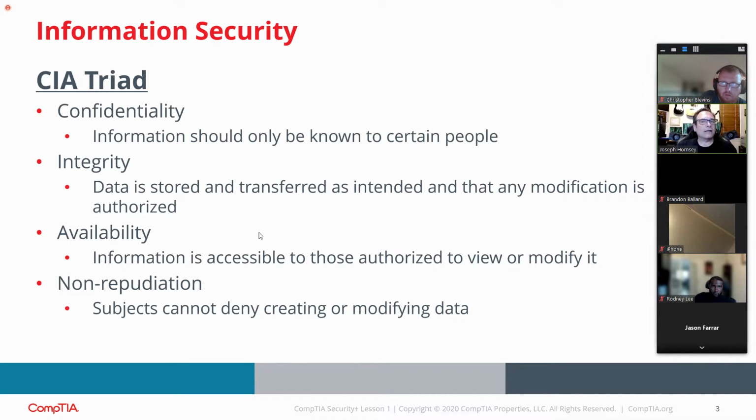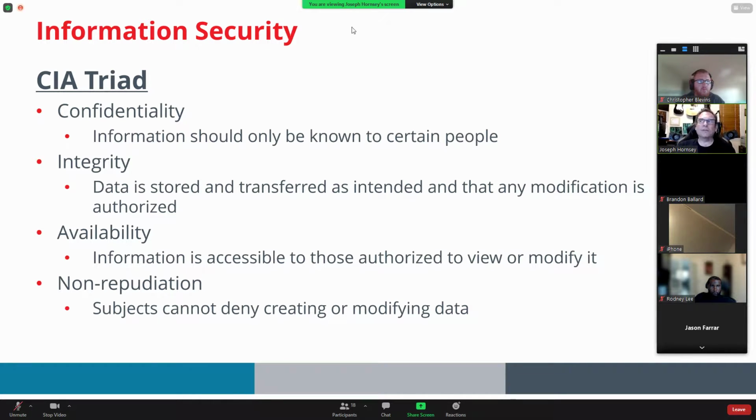So again, this is kind of the foundation. Everything we talk about in this course is going to be based on these four things: the CIA triad, confidentiality, integrity, and availability, and then the principle of non-repudiation. And again, non-repudiation is that activity performed on the network cannot be denied. So those are, again, kind of the foundational things. And you'll see these terms are going to be referred to quite a bit throughout the course. And you'll also see them on the exam as well.